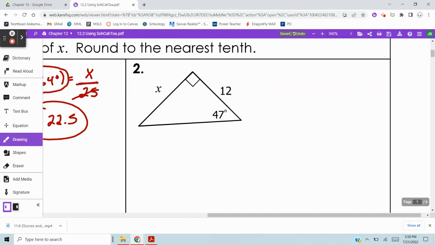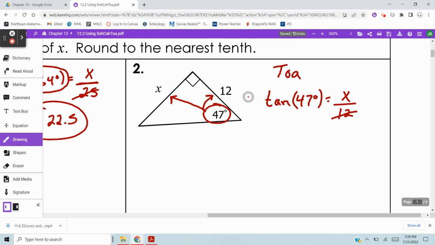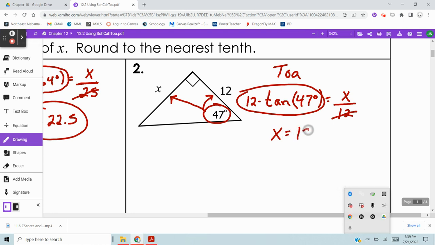Next one, here's my angle. This is the opposite side. This is the adjacent side. Tangent is the one that deals with opposite and adjacent. The tangent of an angle, in this case 47 degrees, is equal to opposite over adjacent. It just so happens x is on top again. To get x by itself, we mark out our 12. Since being divided, we'll multiply. Type 12 tan of 47 into our calculator. We get an x value of about 12.9.